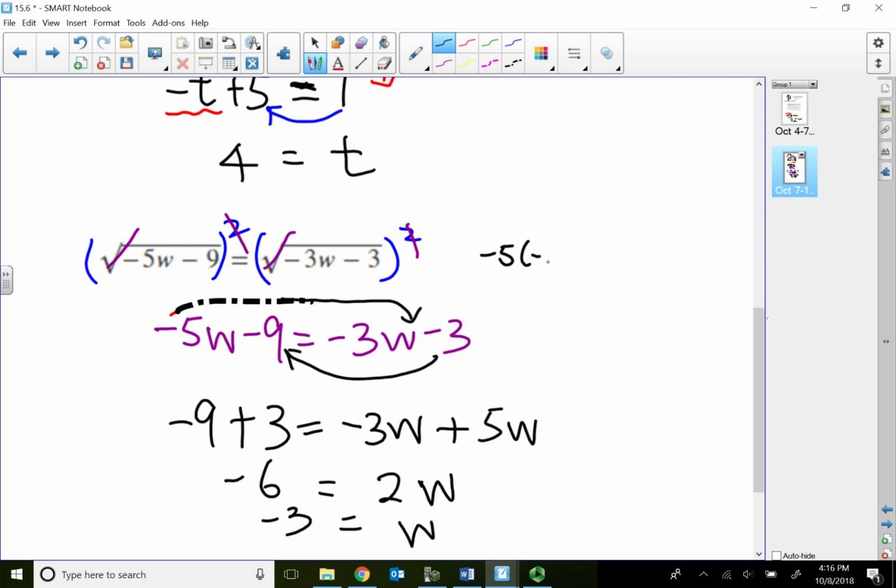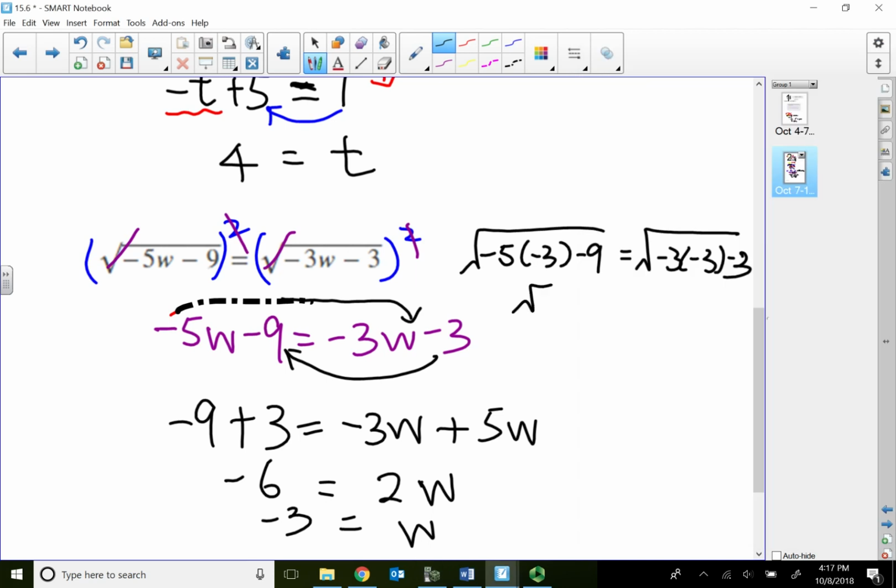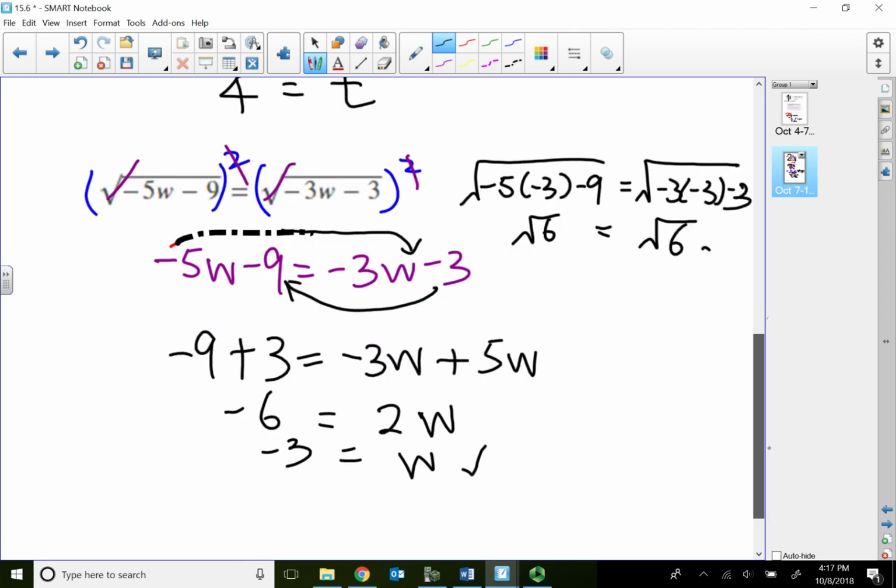All right, so let's plug in negative 3 in here. So negative 5 times negative 3 minus 9. Let's see what that is. And the other side is negative 3 times negative 3 minus 3. So let's put this in the calculator. Negative 5 times negative 3 minus 9 is positive 6. So this is going to be the square root of 6. Does that equal the other side? Negative 3 times negative 3 is positive 9. Positive 9 minus 3 is going to be positive 6. So the square root of 6 equals the square root of 6. That means my answer is legitimate.